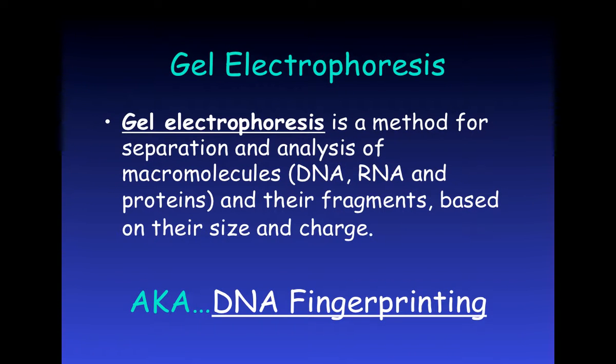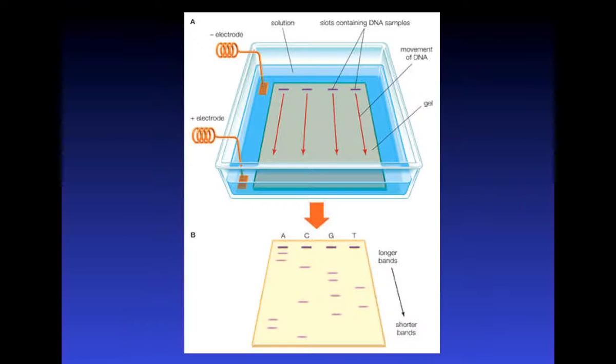Gel electrophoresis is where we actually separate and analyze the macromolecules. Typically it's DNA, but it can also include RNA and proteins. We look at their fragments based on their size and their charge. This is what creates what we call that DNA fingerprint that we use in, like, forensics.